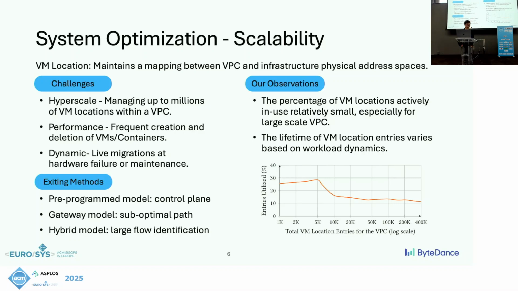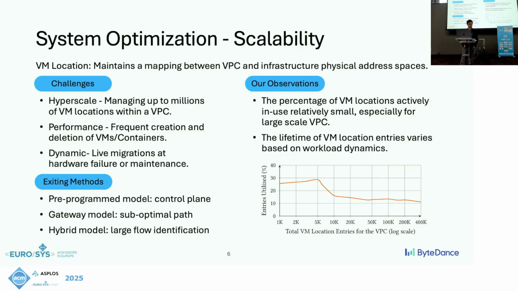We can potentially manage up to 1 million VM locations within a VPC. Remember, this is just within one VPC, right? In a region, we can potentially support 10,000 or even more VPCs. You can simply imagine how many VM locations are going to be in a single region.